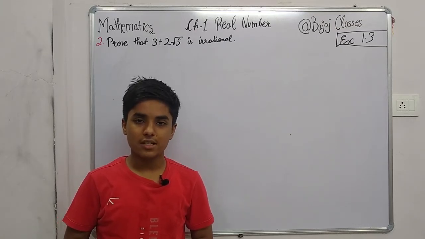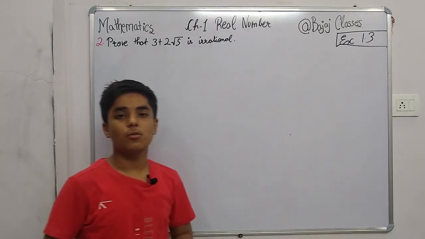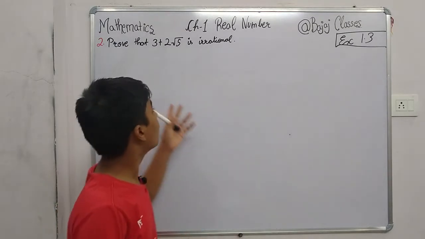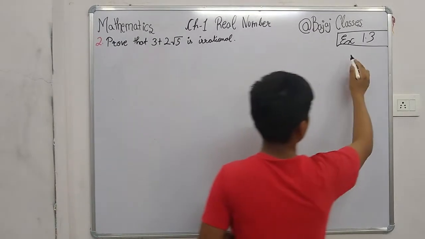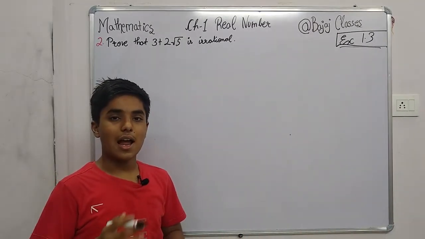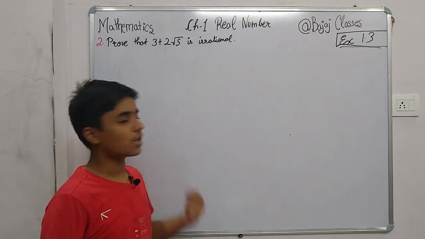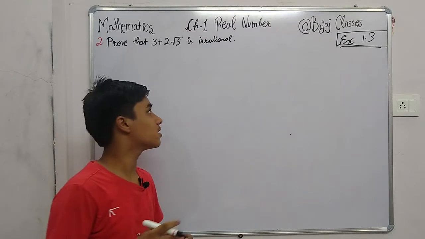So today this is lecture 12 on the mathematics chapter 1, that is real numbers. What we are going to do today is the second and third question of exercise 1.3. Which exercise? Exercise 1.3. In the previous video we had done the first question and some concepts relating to this exercise. If you didn't watch this video, I will put the link in the description.